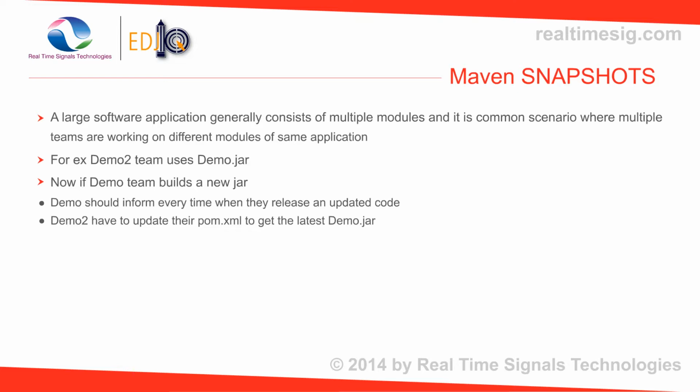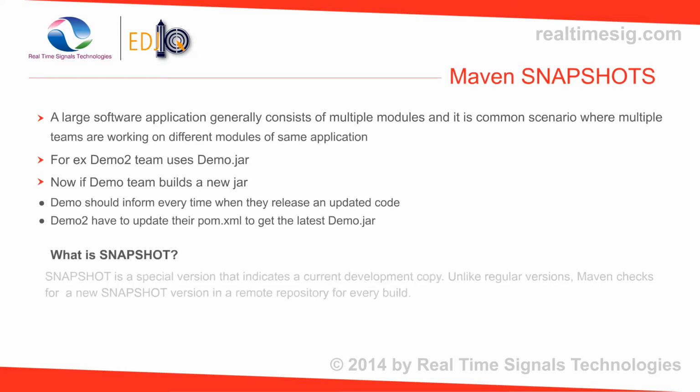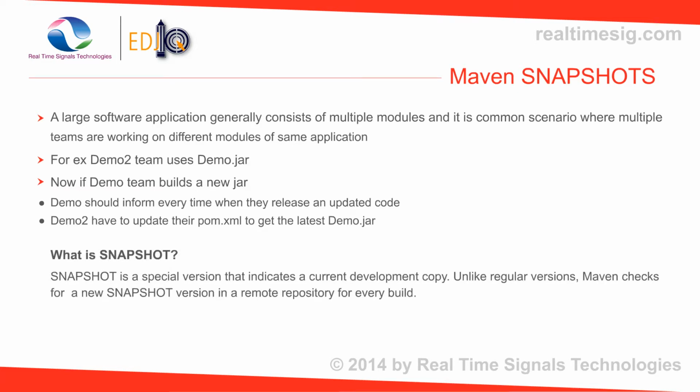To handle such a situation, the snapshot concept comes into play. What is a snapshot? A snapshot is a special version that indicates a current development copy. Unlike regular versions, Maven checks for a new snapshot version in a remote repository for every build. Now the data service team will release a snapshot of its updated code every time to the repository, say dataservice 1.0 snapshot, replacing an older snapshot jar.